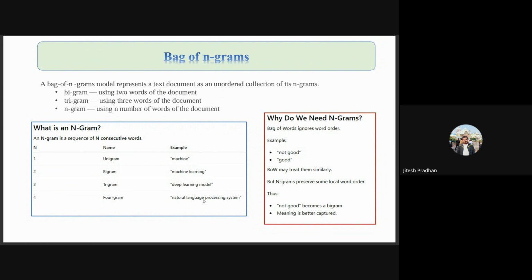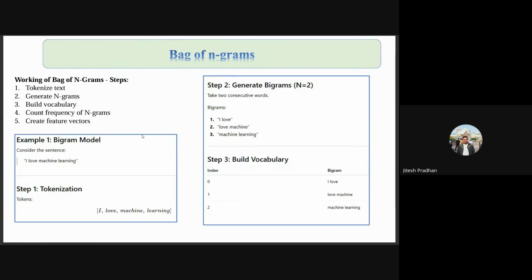4-gram, natural language processing system. So now we will consider this: rather than considering a single word, we will consider pairs of words in our bag of words. Okay, now let's take an example. The process is the same: tokenize the text, generate n-grams, build the vocabulary, count the frequency of n-grams, create the feature vector. The process is very straightforward.